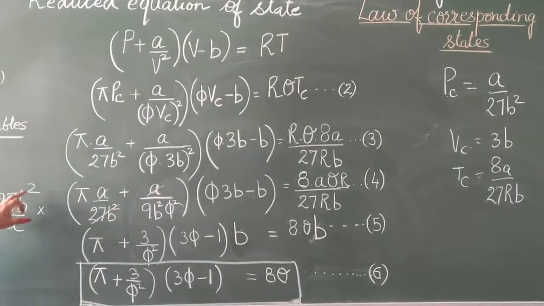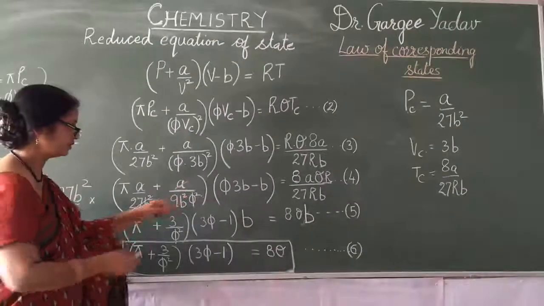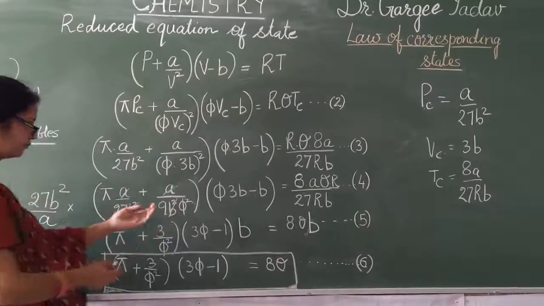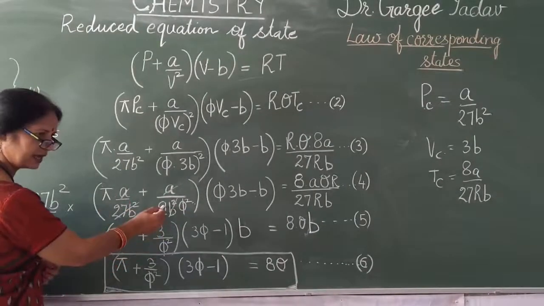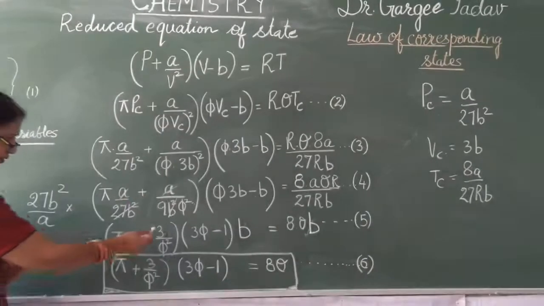And here it is 27b square. B square will also get cancelled. And from 9 we will get 3. With 9, 3s are 27. So we will get 3.